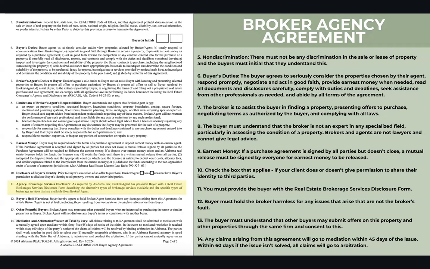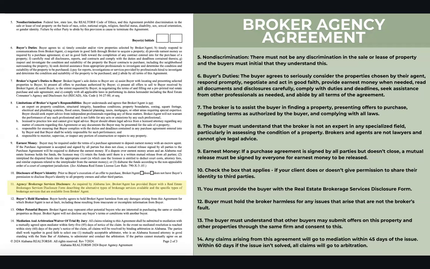So earnest money, number 9. If a purchase agreement is signed by all parties but doesn't close, a mutual release must be signed by everyone for earnest money to be released. And then number 10, you are going to check the box that applies, if your client does or doesn't give permission to share their identity to third parties. Number 11, this is a new add-on, that's why it's highlighted. You must provide the buyer with the real estate brokerage services disclosure form.